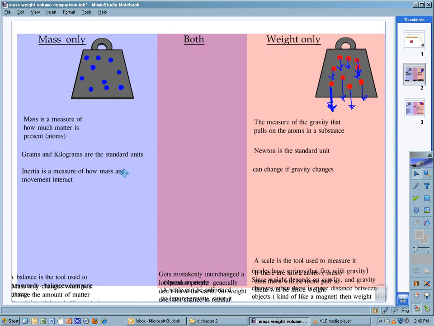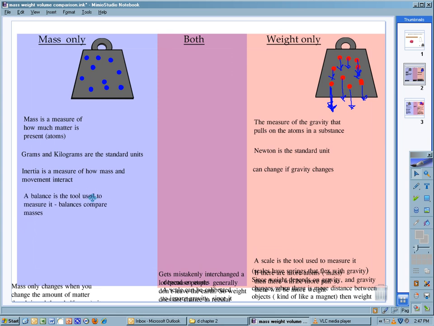Whereas over here, inertia is what's connected to mass. Inertia is more of the measure of how mass and movement interact. It's a property of matter based on a tendency to not change. So if it has a big mass, then it's hard to get moving. If it's a small mass, it's easier to get moving. And if it is moving, it's harder to stop.